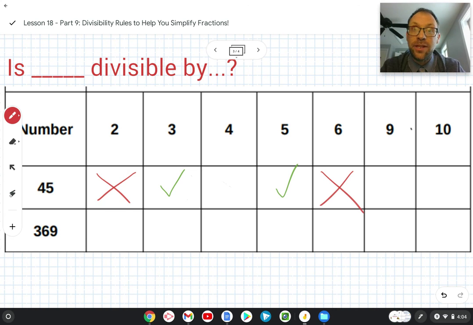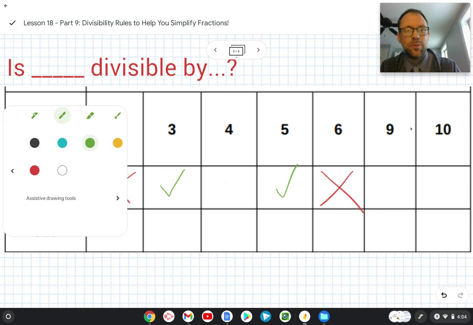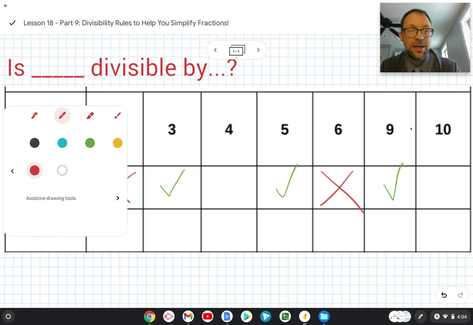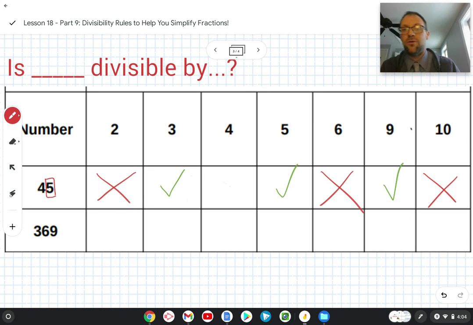9. Do you remember the divisibility rule for 9? You got it. We're going to add up the digits. 4 plus 5. And we're going to get 9. Is 9, that sum, divisible by 9? Sure. 9 divided by 9 is 1. So yes, 45 is divisible by 9. And 10. We're going to look at the last digit again and ask ourselves, is that last digit a 0? Nope. And so this number 45 is not divisible by 10. So big red X mark.